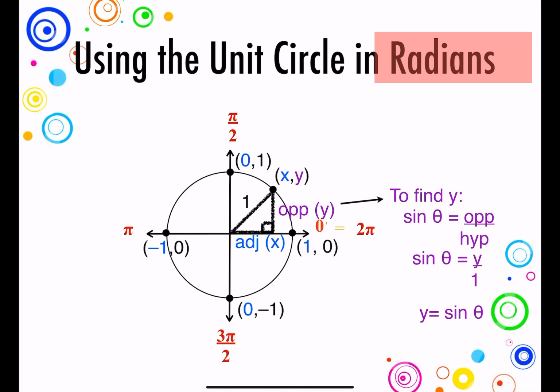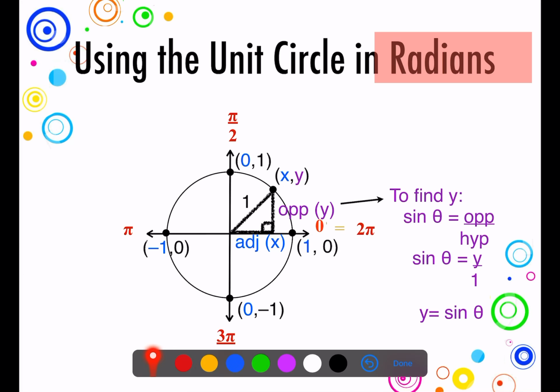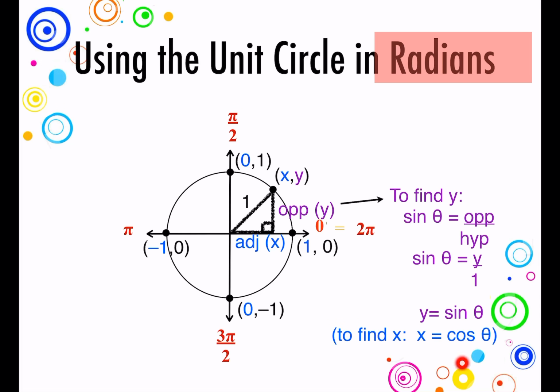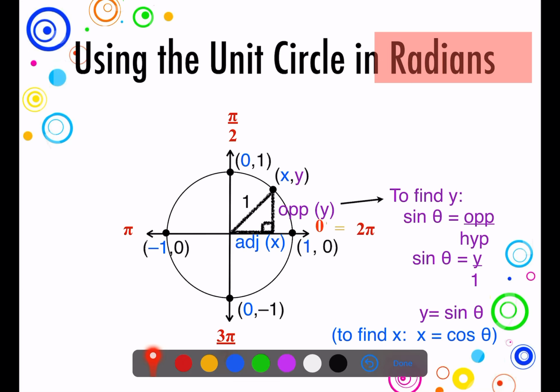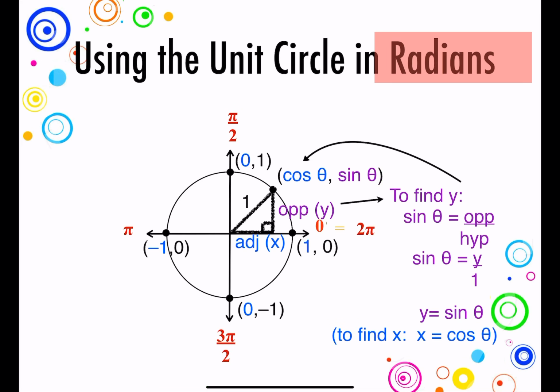Now let's say you wanted to find, instead of the y value, the x value. Well, if that's the case, the equation that we would come up with is x equals cosine of theta. Now, all this is really just to get us to a point where we can see that in our unit circle, the x value is always the same as cosine, and the y value is always the same as sine. So this is super important when we get into talking about these waves.